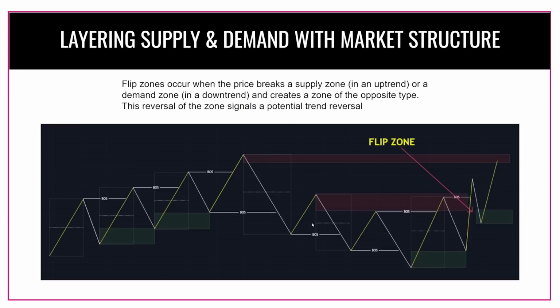This move broke the previous market structure right here. That is now your new supply zone. Price came back into an area of premium as well as that area of supply and made a new lower low. Once price breaks through that supply zone, it will then create a new demand zone once it breaks that structure. This is also known as a flip zone, which we'll go into more detail later.